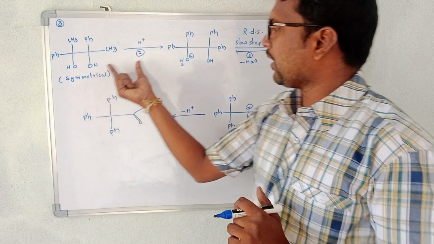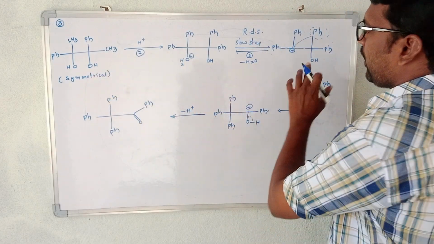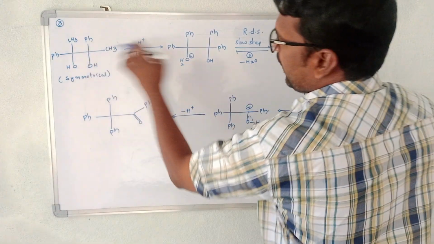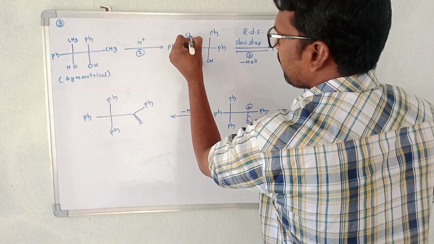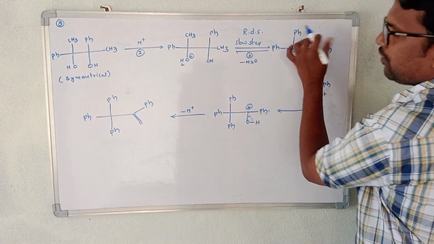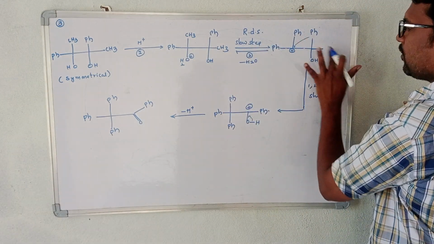Symmetrical diol means the reaction takes place as it is. Up to this it is as it is. See, Ph, in this place we take CH3, and here also a CH3 group is present. Ph, CH3.